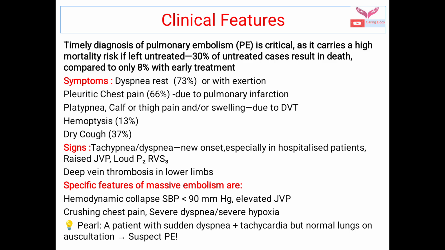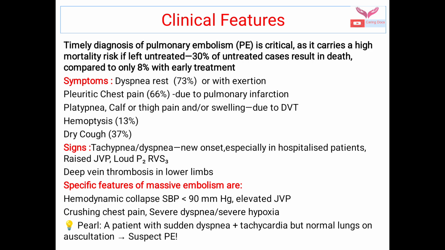Patients of pulmonary embolism present with signs and symptoms with acute onset. So the timely diagnosis of pulmonary embolism is critical because it carries a very high mortality. If left untreated, 30% of the patients die as compared to 8% if they receive early treatment.